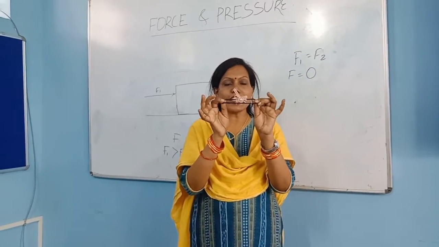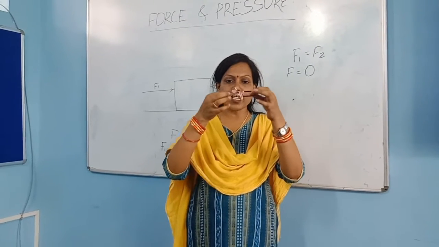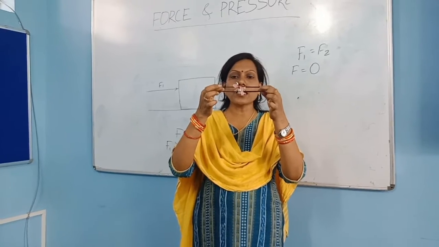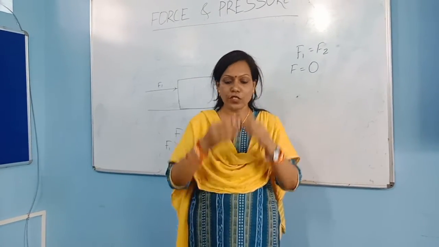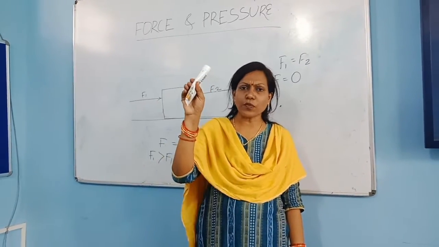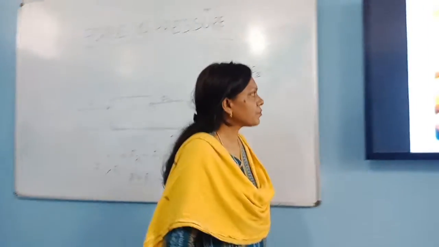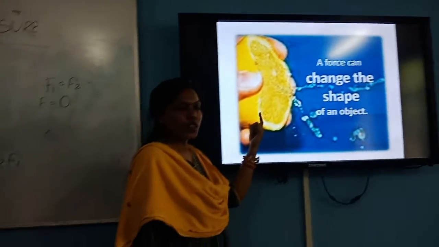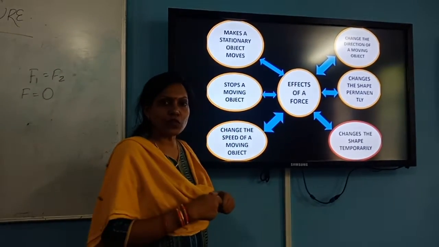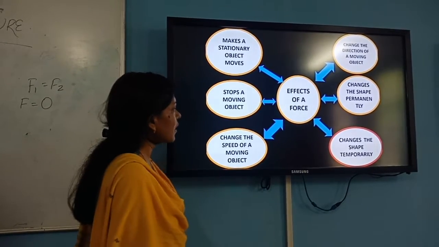Here, see, it is a rubber band. When we apply force on it, we stretch it. Then its shape changes and its length increases. So this is one effect of force. Another example is toothpaste. When we press the toothpaste, its shape also changes. Here it is a lemon. When we squeeze the lemon with our fingers to extract the juice, that is also an example of the effect of force. So let's summarize the effects of a force.